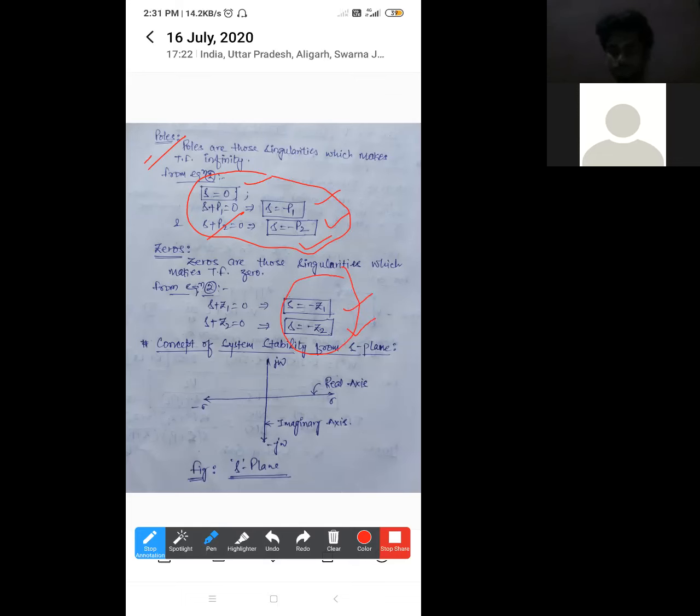In the next step, we will understand what the S-plane is and how we can comment on system stability with the help of the S-plane. The S-plane is nothing but a simple xy axis plane, right? Here the x-axis is represented by sigma and minus sigma, and this axis is known as the real axis. And the y-axis is known as the imaginary axis, and it is represented by j omega and minus j omega. So this plane is known as the S-plane in control system engineering, right?